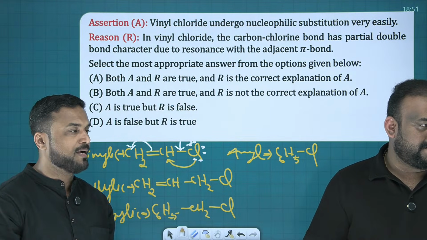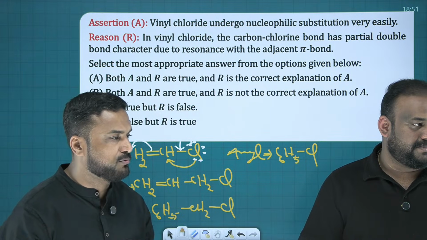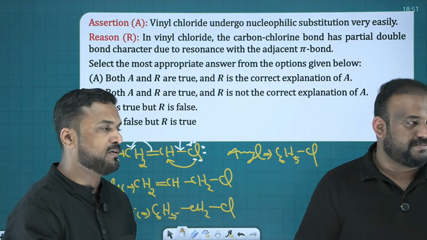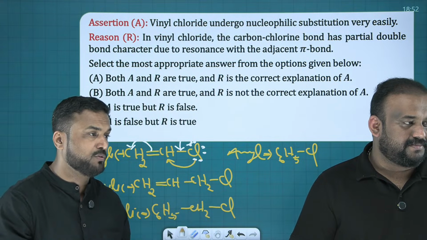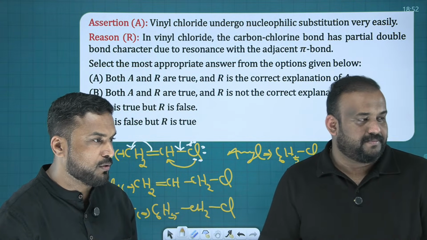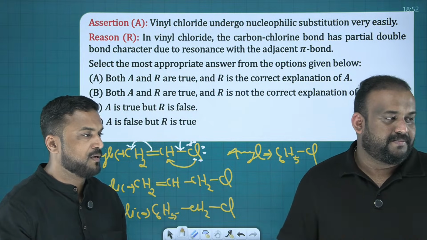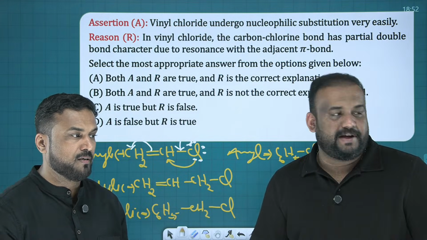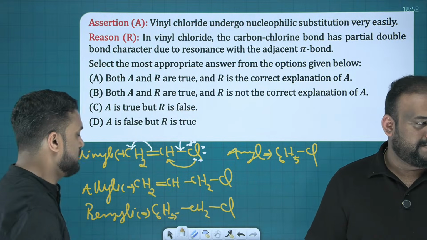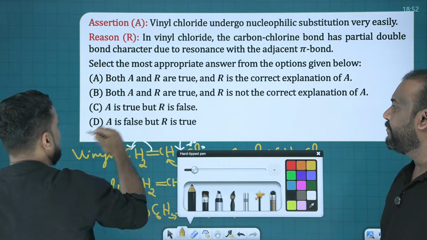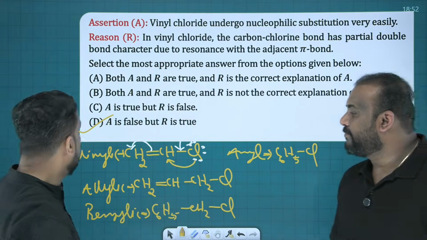So now you have a clear idea about which one is vinylic, which one is allylic, which one is benzylic and which one is aryl. Those who have confusion, make it clear now itself, because they can ask based on this. So statement one is wrong, which means the assertion is the wrong one, and the reason is the correct one. So A is false, but R is true.